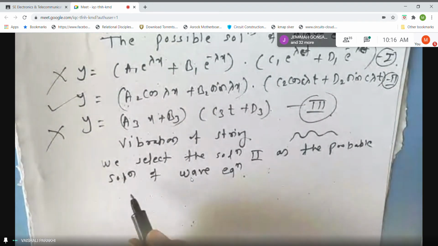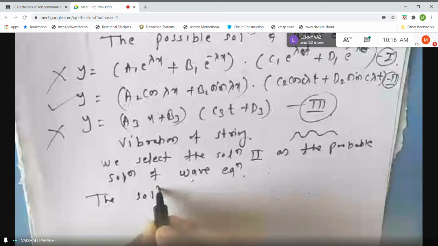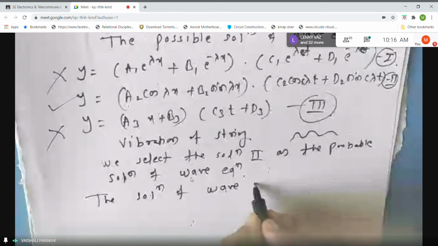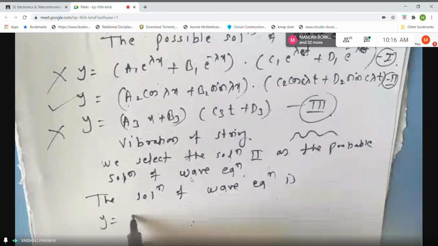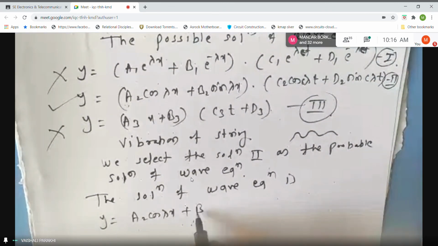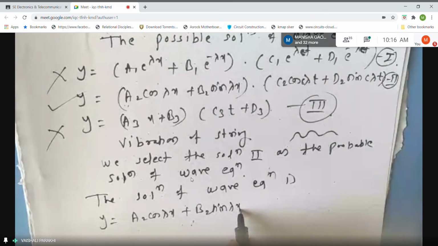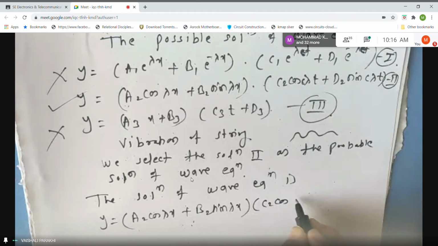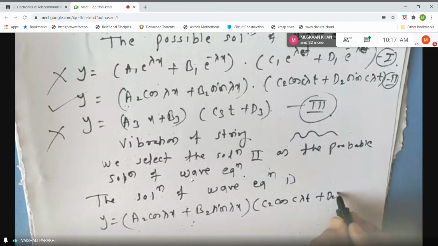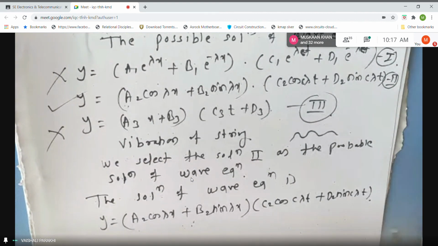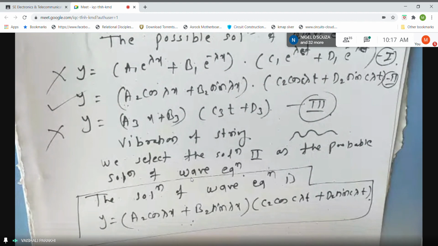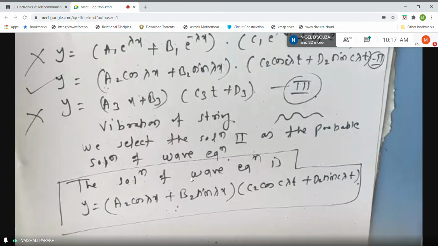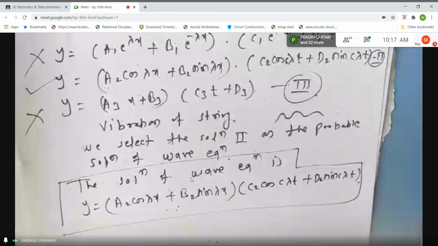So you can say that the solution of the one-dimensional wave equation is y is equal to a2 cos lambda x plus b2 sin lambda x, where a2, b2 and all are some random constants, students, into c2 cos of c lambda t plus d2 sin of c lambda t. And here completes the solution part of the wave equation. So these formulas we are going to take directly in solving the problems.